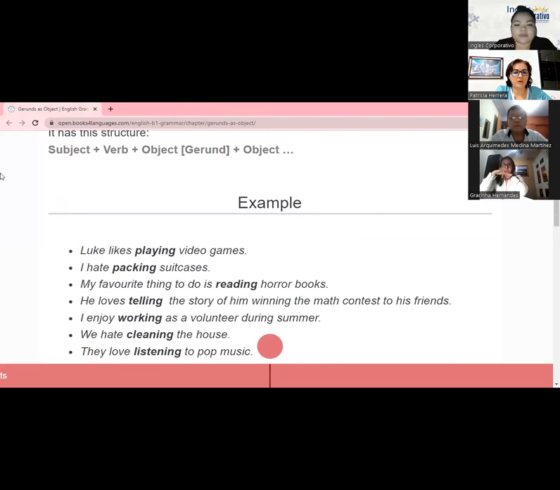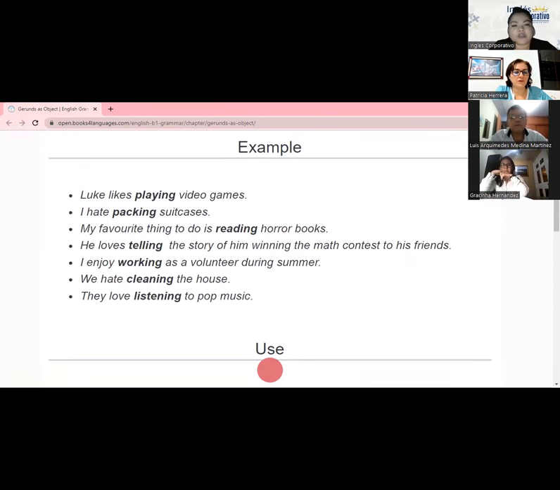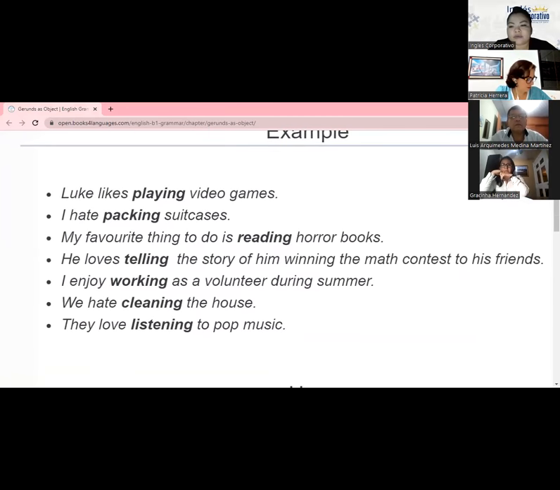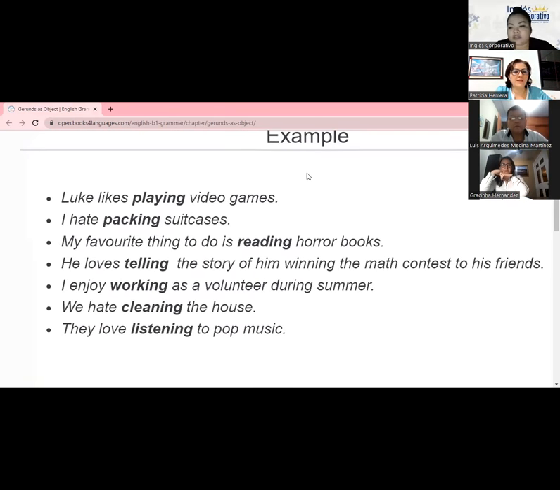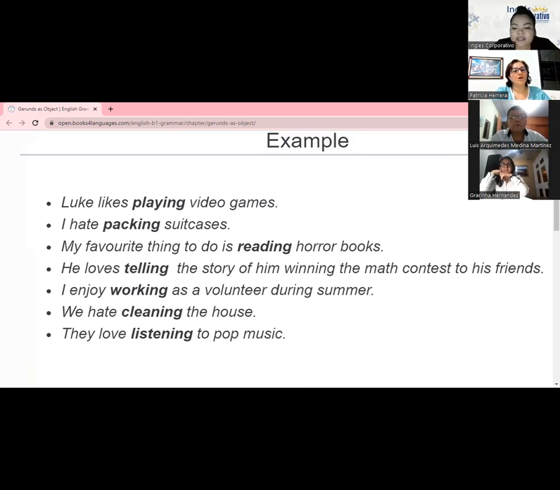Let's take a look at the examples. We have the examples here. Can you see them? Yes, teacher. Very good. So let's take a look at the first one here, and Archimedes is going to help me. Archimedes, I have the first example. It says, Luke likes playing video games. Now tell me what is the subject in that sentence? Luke likes playing video games. What is the subject?